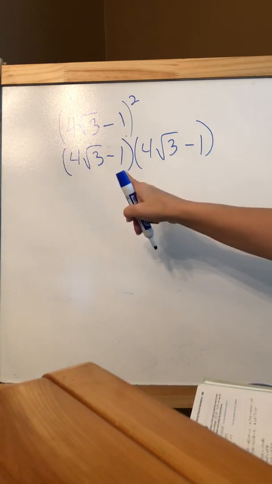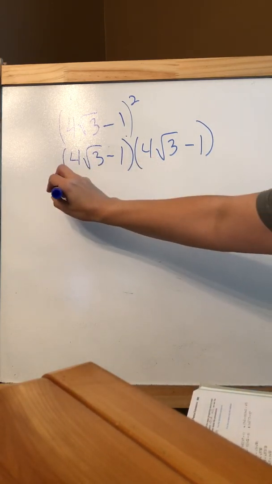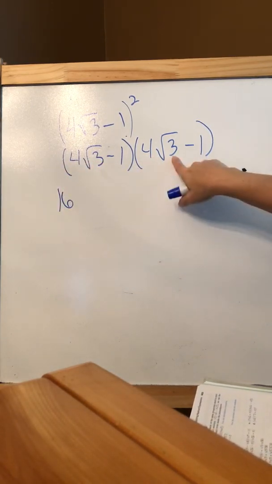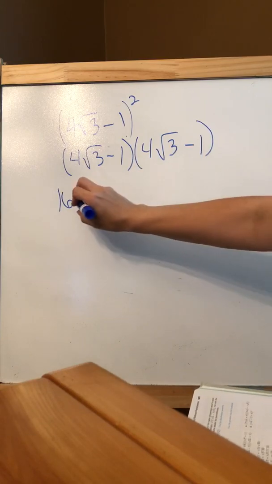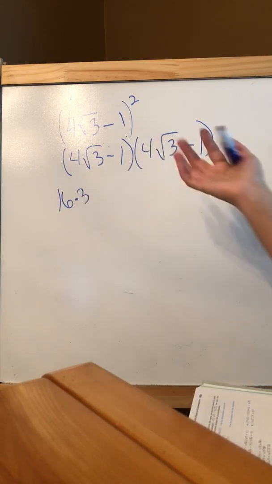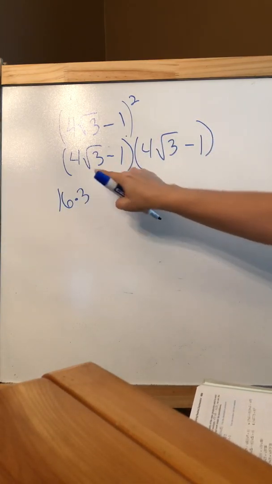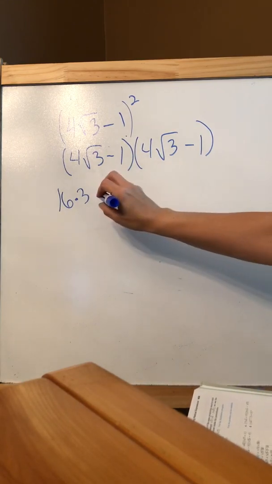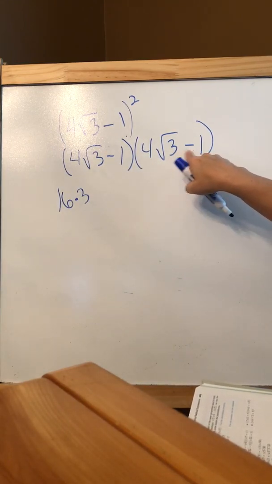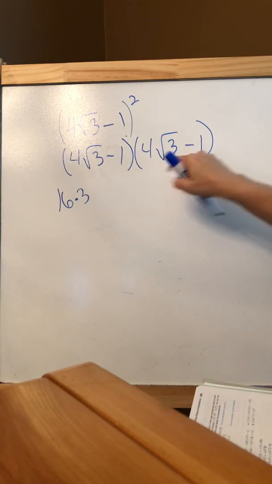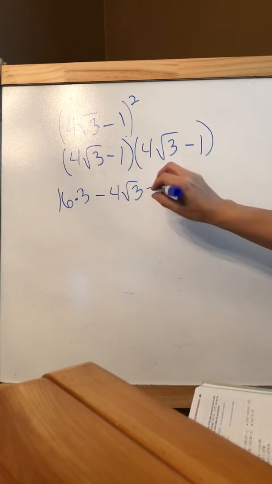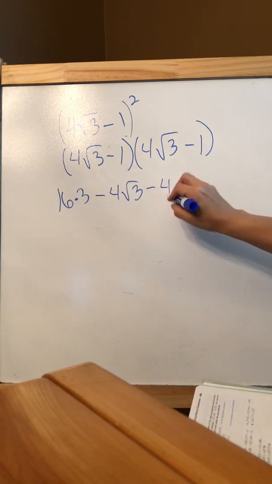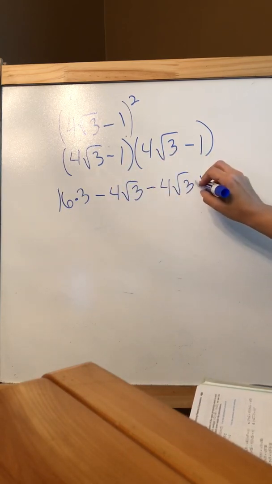All right, we have 16. Now we're squaring the square root of 3, right? So that's just 3. So 16 times 3, basically. Now let's do our outside. And it's negative because this is negative. So we have 4 times the square root of 3 times negative 1. And our inside, it's also negative. And our last is a positive 1.